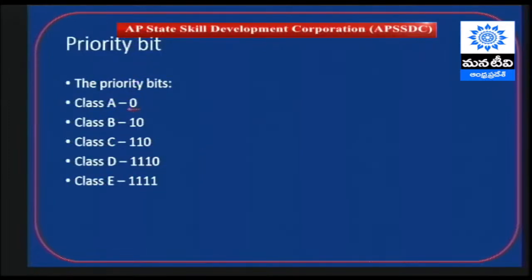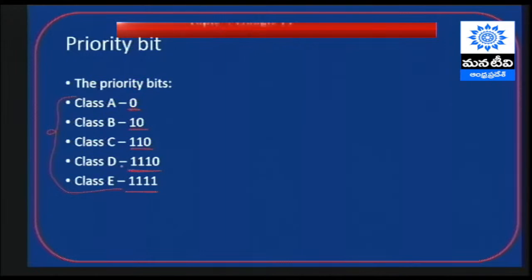mentioned here. For class A, only one bit is reserved and the value is 0. For class B, the priority bit value is 1 and 0, and for class C it is 1 1 and 0, and for class D it's 1 1 1 and for class E it is 4 ones. So by keeping these values reserved, we get the range for each class. So let's go about understanding, by reserving these bits, how do we get the range for each of the classes.